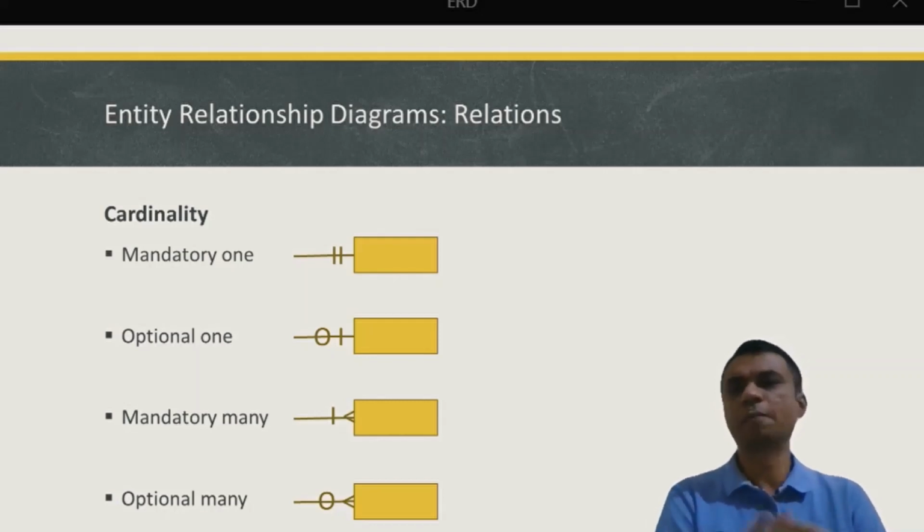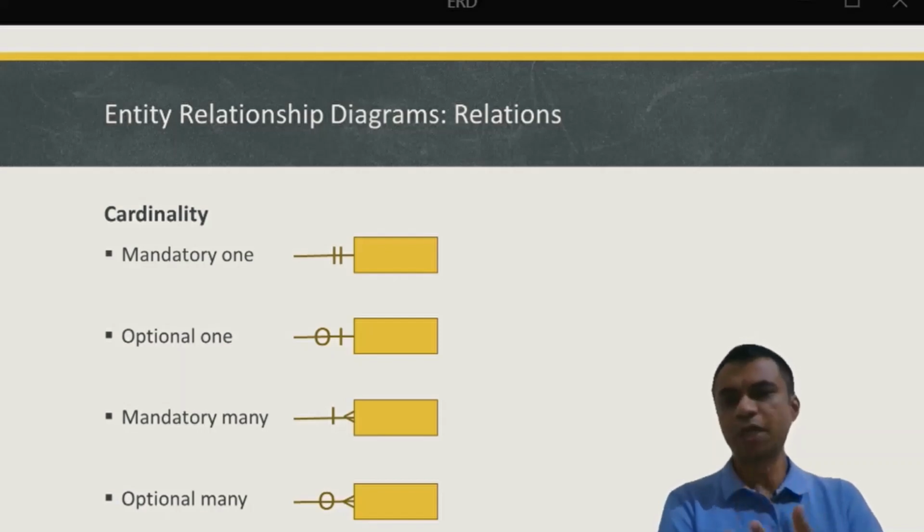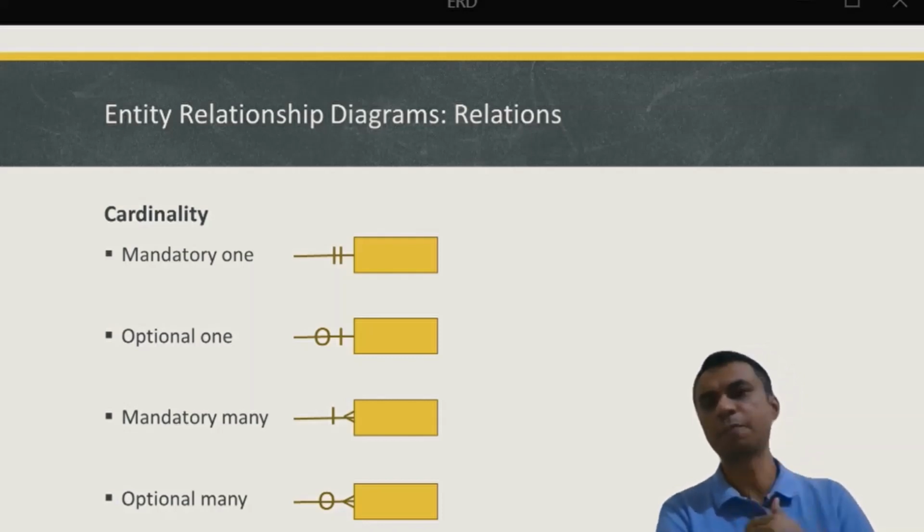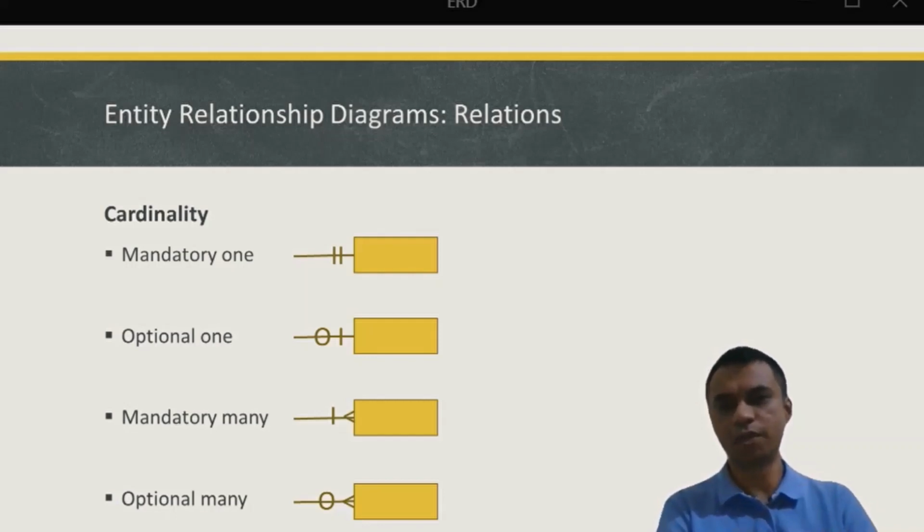So that's not compulsory. Not all Indians have a PAN card, so it's an optional one. But if you apply for one and you get it, then you can have only one PAN card. One person cannot have more than one. It is illegal to have more than one PAN card. So that's an example of an optional one cardinality.